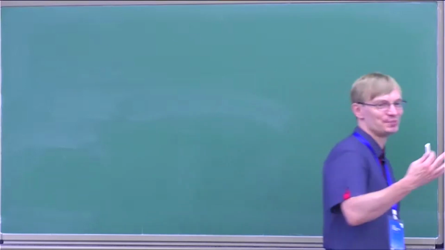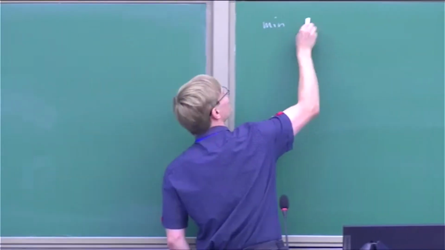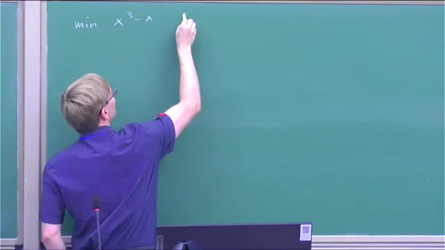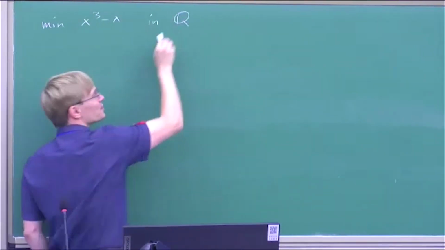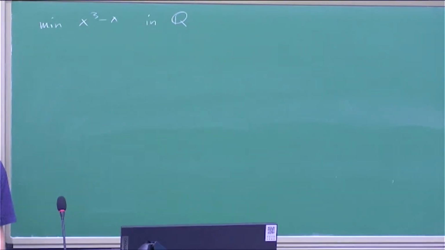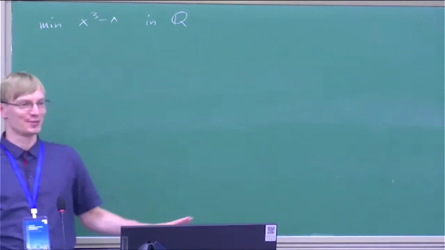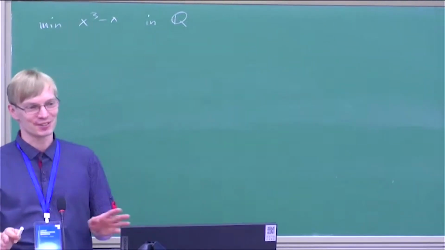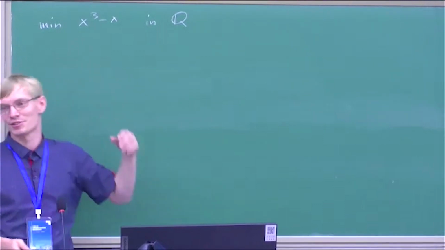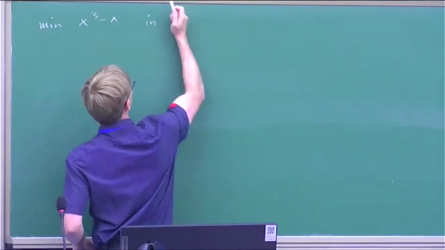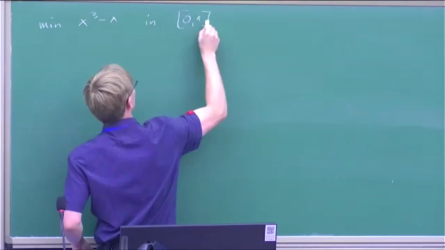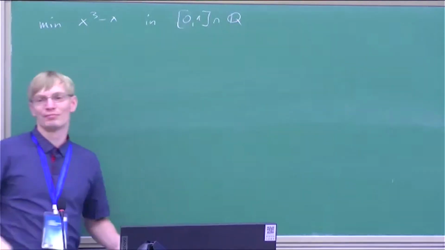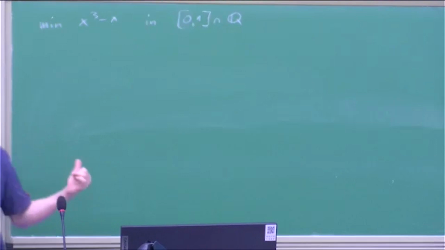So if I give you an easy problem, for example, minimize some polynomial in rational numbers, and I forbid you using real numbers. Now imagine that you have no idea what a real number is, you only know what a rational number is, and I ask you to minimize such a polynomial, let's say in the 0-1 interval. Yes, so if you think about it, then this is a really hard question.